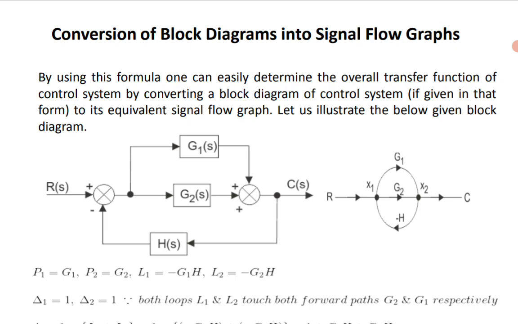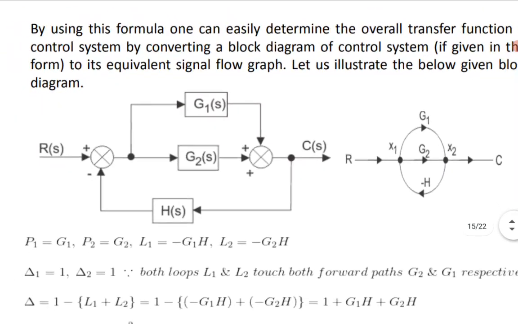Here the respective blocks are highlighted on the left hand side: G1 of S, G2 of S, H of S as the feedback element block, that is the feedback transfer function, and R of S and C of S are the input and output respectively. A summing point is available. Now on the right hand side is the equivalent SFG. R of S is denoted by R, the input node, and the summing point and takeoff point coincide with the node X1, and gain G1 is shown just above the arrow.